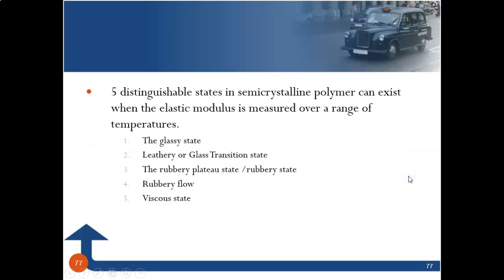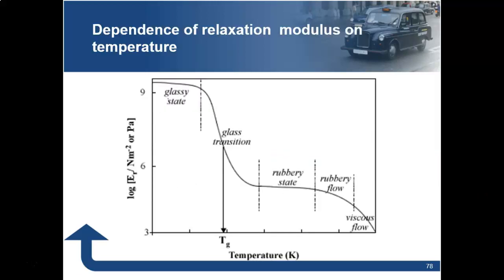Okay, let's look at the five distinguishable states a semicrystalline polymer can exist in when the elastic modulus is measured over a range of temperature. So we have the glassy state, the leathery or glass transition state, the rubbery plateau state or rubbery state, rubbery flow, and also the viscous flow state. Okay, this is the dependence of relaxation modulus on temperature. So the glassy state is the state that happens in this area, and the Tg is in the center of the decline here. The rubbery state is here, rubbery flow is here, and the last one is the viscous flow.